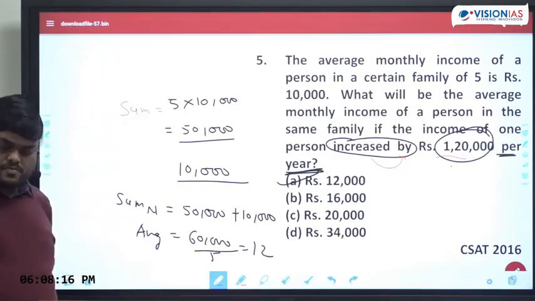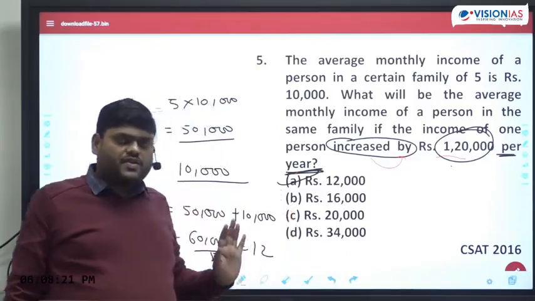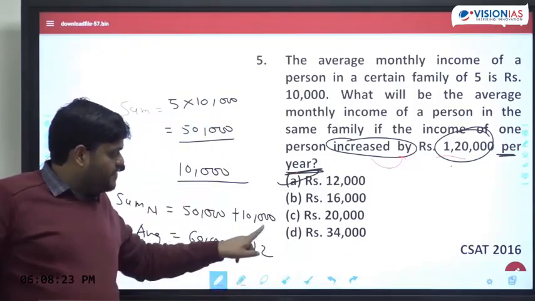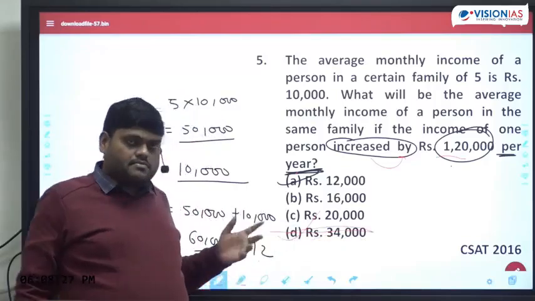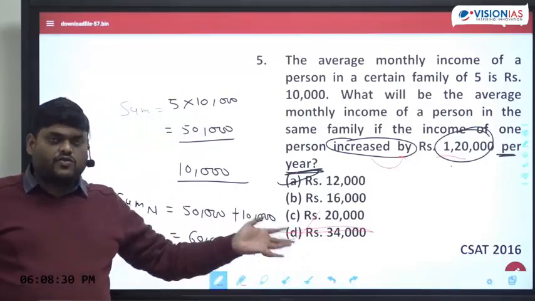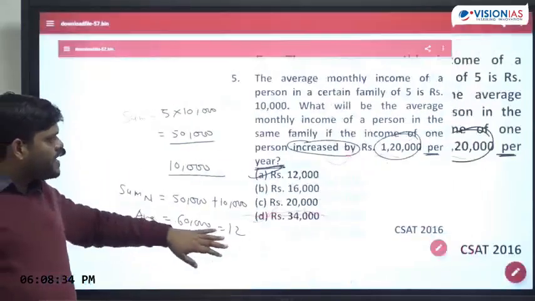Done? Simple one, just the language had to be looked at. Otherwise it is very simple, and deliberately they have given option D also. Deliberately they have given this option also. Even if I miss that, you will also miss that. Okay, let's come to the next.